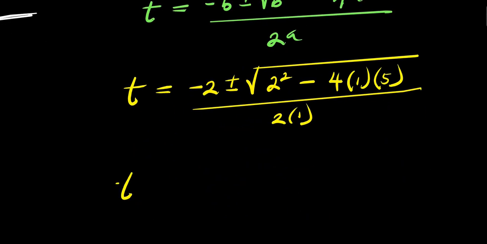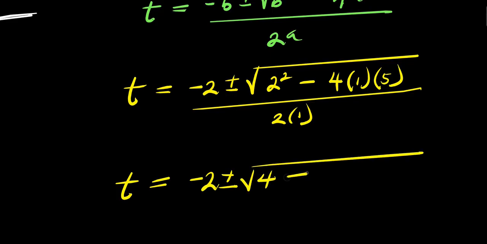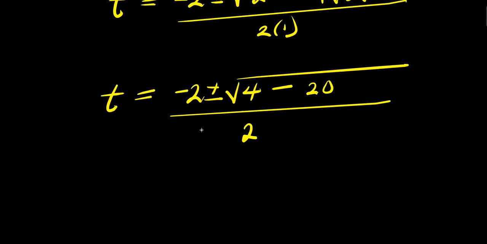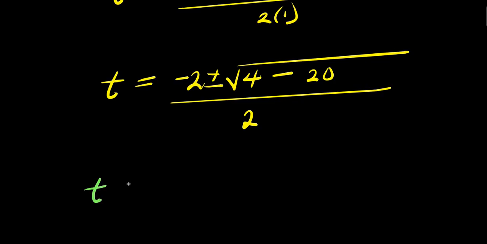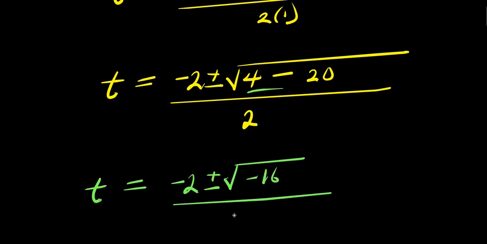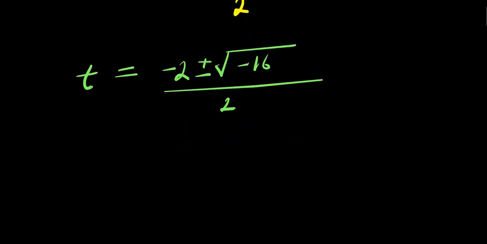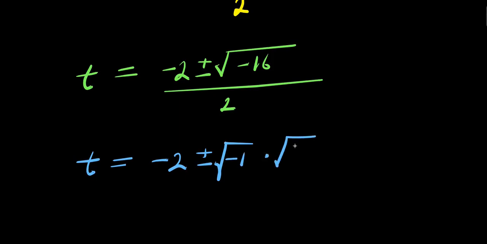From here, I have t equals negative 2 plus or minus square root of 4 minus 20, divided by 2. So from here, I have t equals negative 2 plus or minus square root of 4 minus 20, this is negative 16, divided by 2. So from here, we have t equals negative 2 plus or minus, there is a minus here, square root of negative 1 times square root of 16, divided by 2.